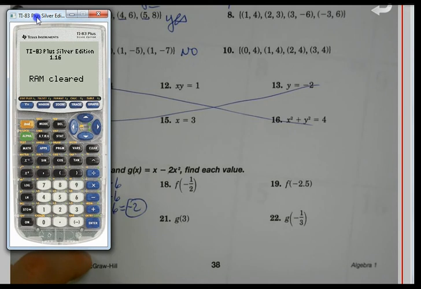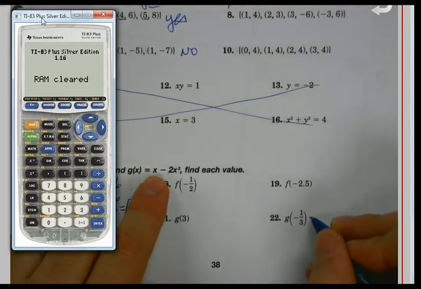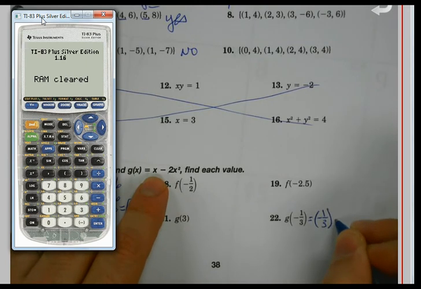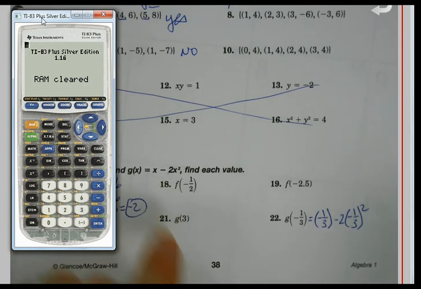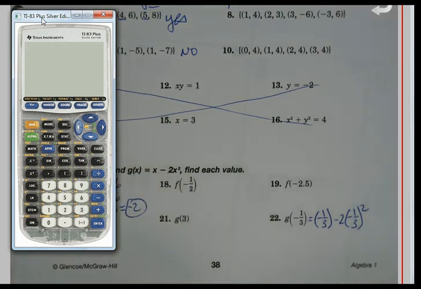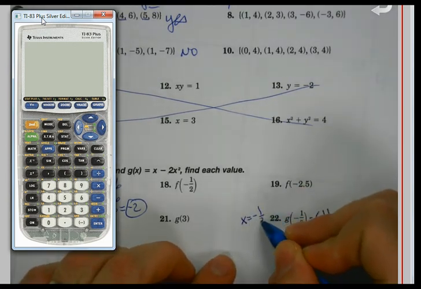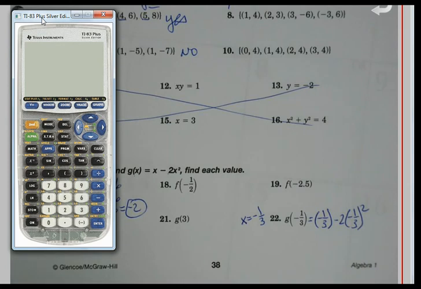All right. So g of x is that. So what I'm going to do is every place I see an x, I'm going to replace it with negative 1/3. Notice nothing else changes. I'm just literally taking out the x. It doesn't mean it's 1/3 x. You literally are substituting the negative 1/3 in for x.